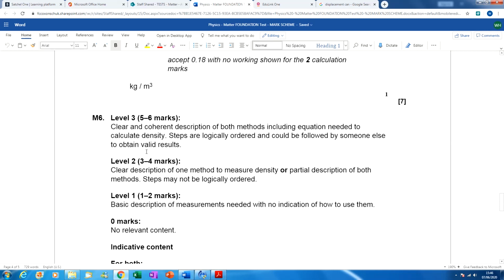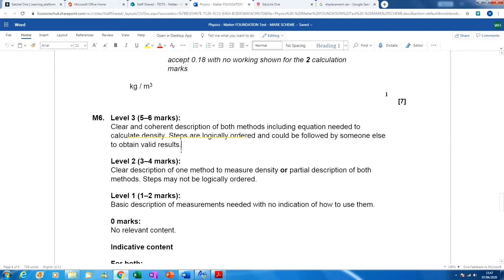It needs to be logically ordered, and do you see how my numbered steps really show logical ordering and could be followed by someone else to obtain valid results? So you can see that because I put in that last bit about valid results, I would definitely be up there. I would definitely be in that top bracket. Okay, so numbered steps, something to get valid results, and using the imperative: measure this, record that, place the statue in the displacement can, collect the water. So you're talking in really simple instructions.